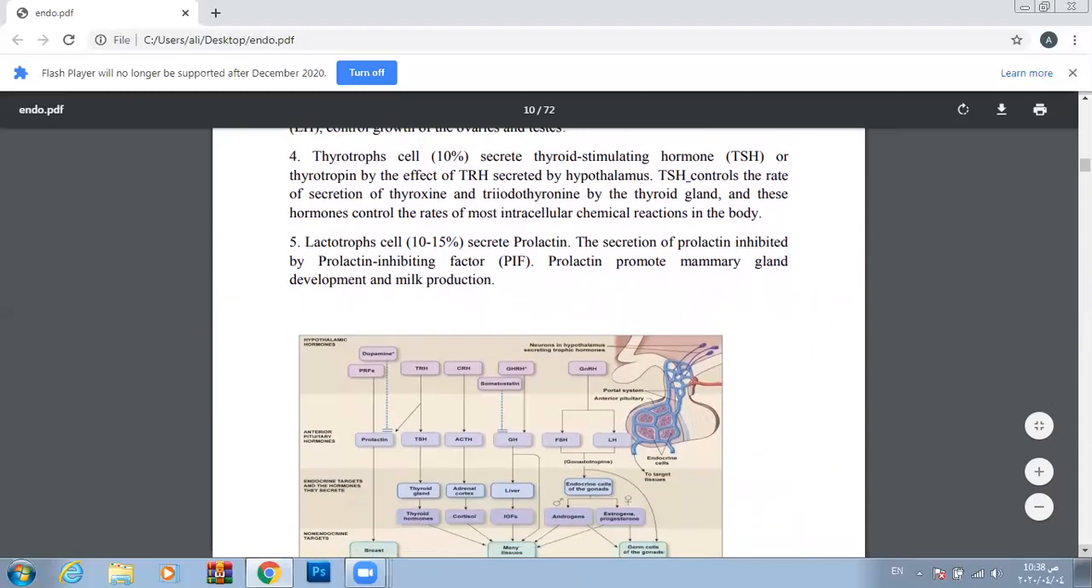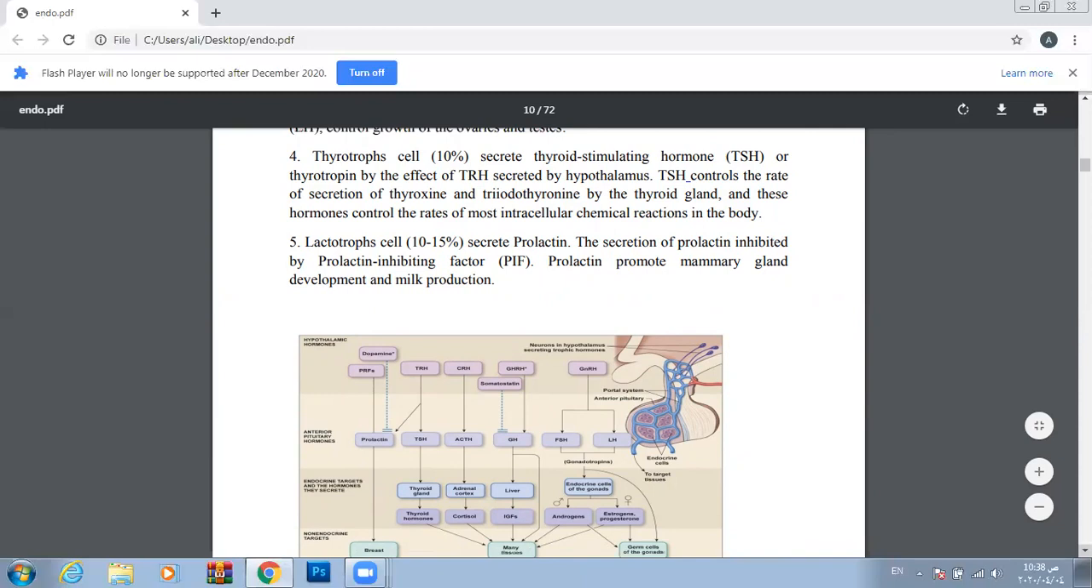Thyrotroph cell, 10%, secretes thyroid stimulating hormone or thyrotropin by the effect of thyroid releasing hormone secreted by the hypothalamus. Thyroid stimulating hormone controls the rate of secretion of thyroxine and triiodothyronine by the thyroid gland.